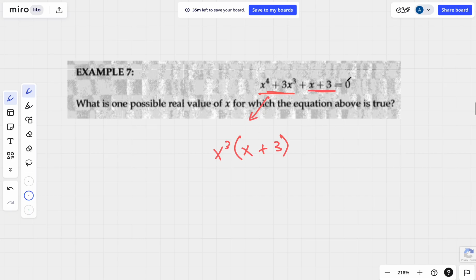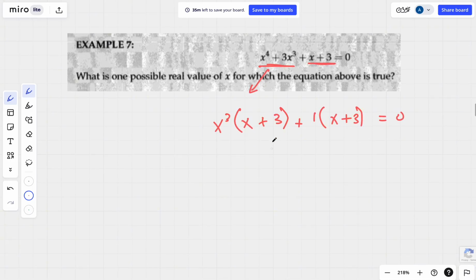In the second one, there's nothing common as such, so we'll just take 1. So I'll factor 1 in the second group. So we get x plus 3, the same thing. Make this equal to 0. I have x plus 3 and x plus 3, that's common. I can write that once, and then write everything that's outside. So x cubed and plus 1. Everything that's outside comes in the second bracket. x cubed plus 1 is equal to 0.